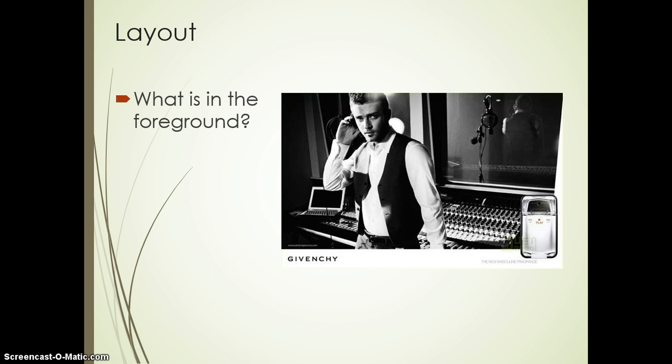So the first couple terms we need to know in terms of layout are foreground and background. You've probably heard those before. Foreground is the stuff in front, and it tends to be the most important part of the image. So in this picture, Justin Timberlake is in front, the bottle of cologne is in front. We understand that that's the most important part. And then the background is the recording studio. So when you're analyzing an image, you want to focus your attention most on the foreground. You don't want to ignore the background because there could be important information there, but most of the important stuff is going to be in front.